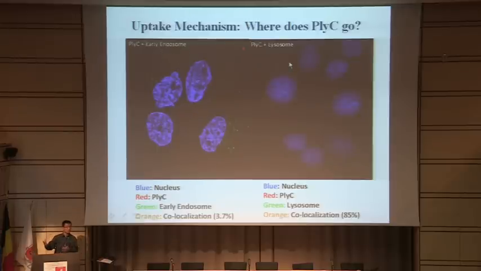The reason why we use them is because in most protein uptake pathways, the protein goes through and fuses with the early endosome, eventually going to the lysosome. And here, sure enough, when we actually apply it, you have fluorescence-labeled PlyC showing here in red, and early endosome stained as green.